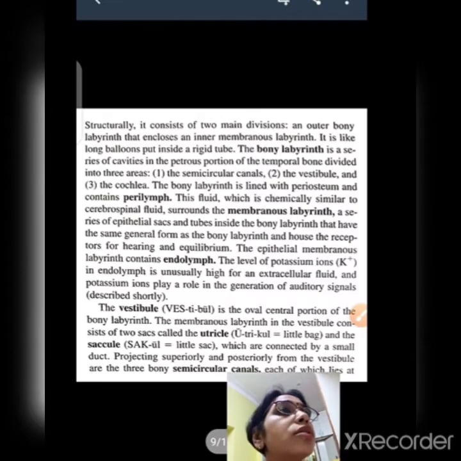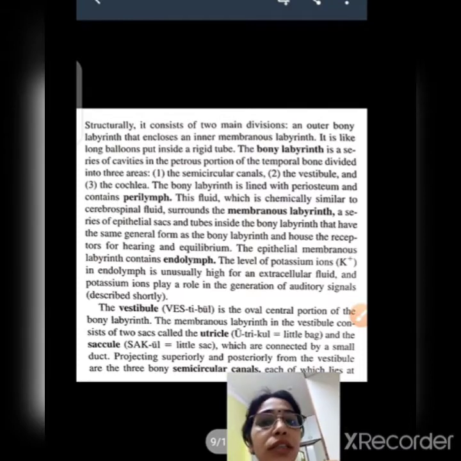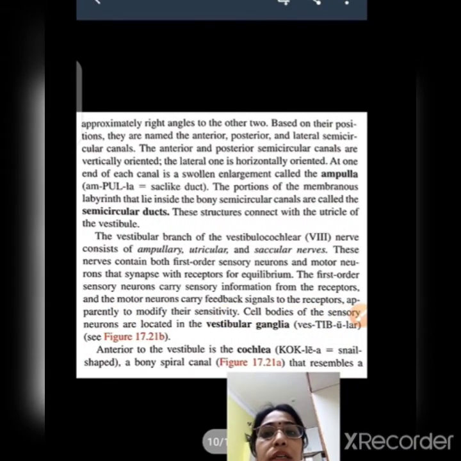Okay, so we'll study all this in the pictures also. In the pictures, this is all very clear, and you will be able to understand it in a better manner.